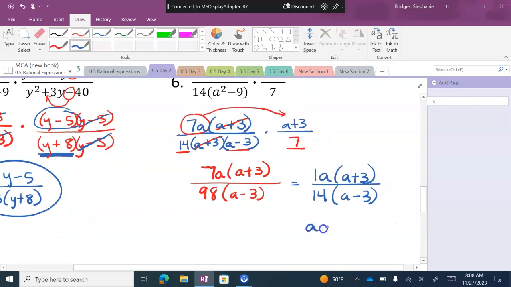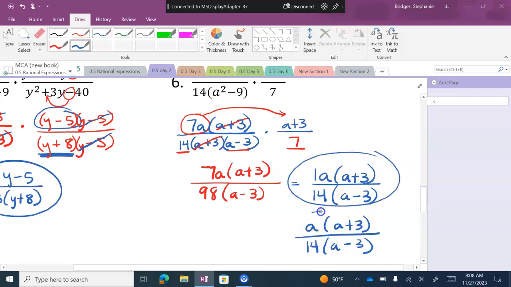And I'm going to write it like this too. Can I get rid of the a plus 3 and the a minus 3? No. Okay, you can either leave your answer like that or like that. But because it's not exactly the same, the a plus 3 and the a minus 3, those are not the same, so we cannot get rid of those.